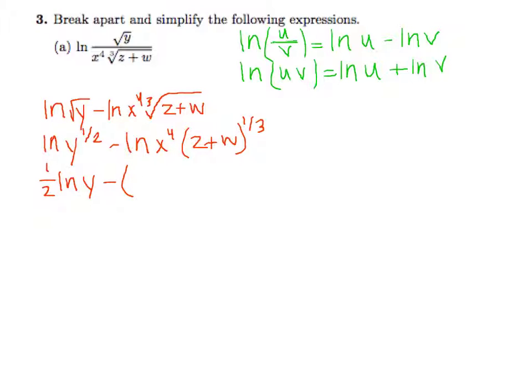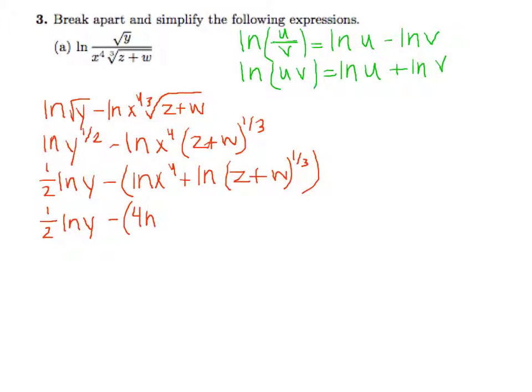our ln of x to the 4th. And instead of multiplying these two, we're going to take the ln of x to the 4th plus ln of z plus w to the 1/3. And we still have 1/2 ln of y. And let's pull that 4 exponent down in front. So we'll have a negative 4 ln of x. And we have that 1/3 we'll pull down in front of the next ln.